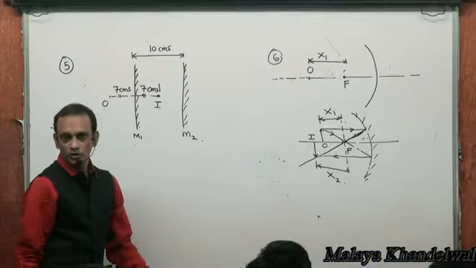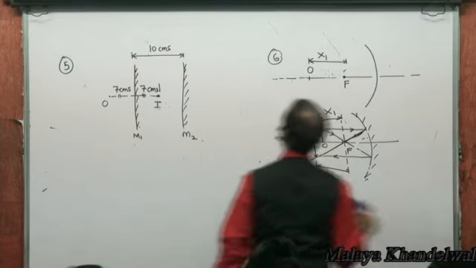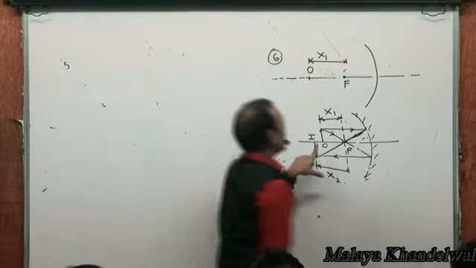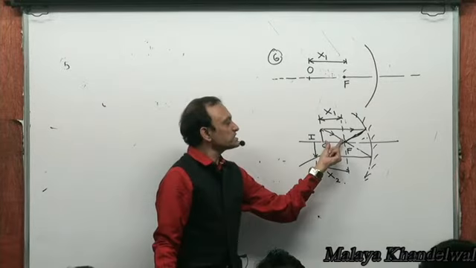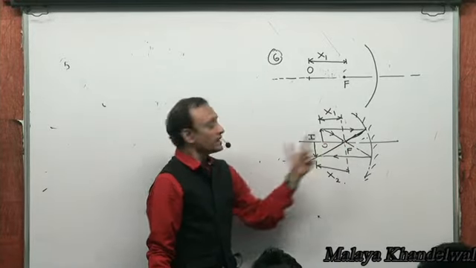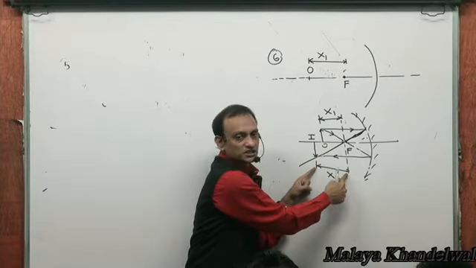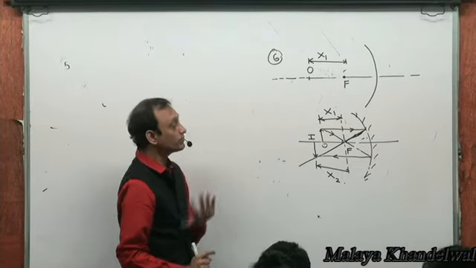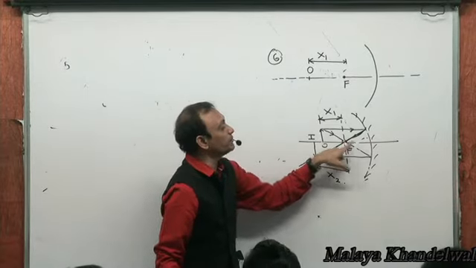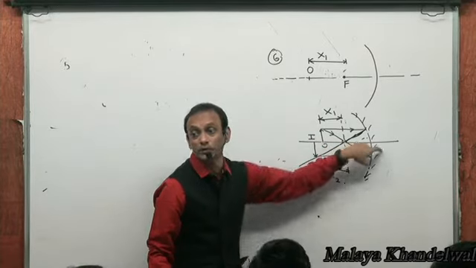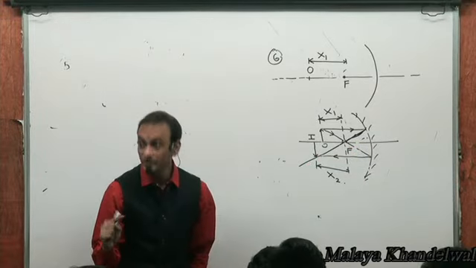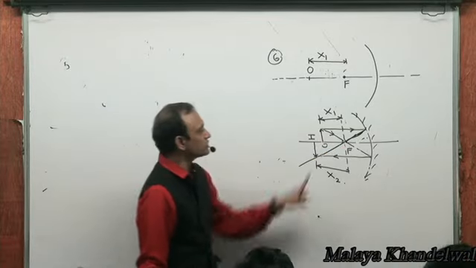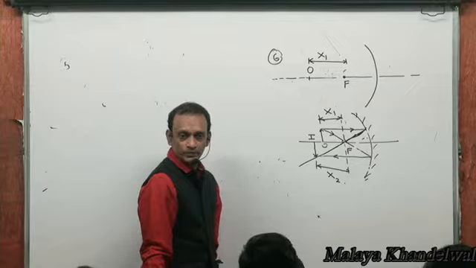The next problem, number 6. Problem number 6 is about an object O at a distance x1 from the focus. Its image I is formed at a distance x2 from the focus. Right? Real image. So obviously the object cannot be between the pole and the focus, because then the image would have been virtual. So the object is to the left of the focus at a distance x1 from the focus.